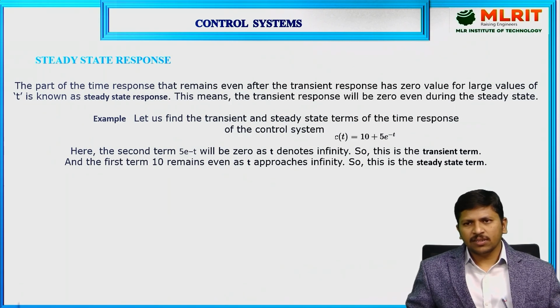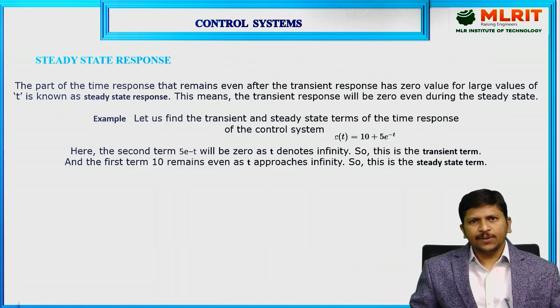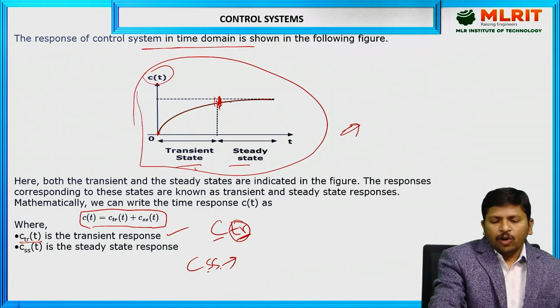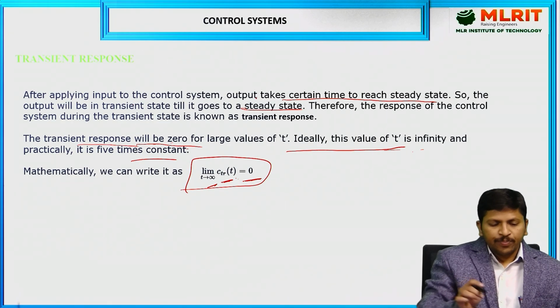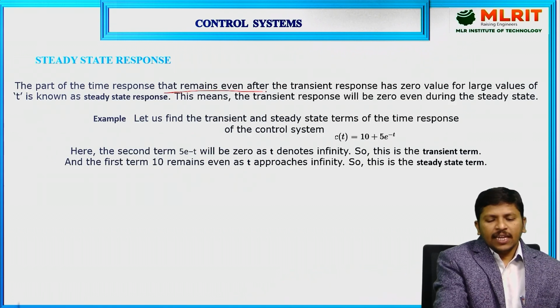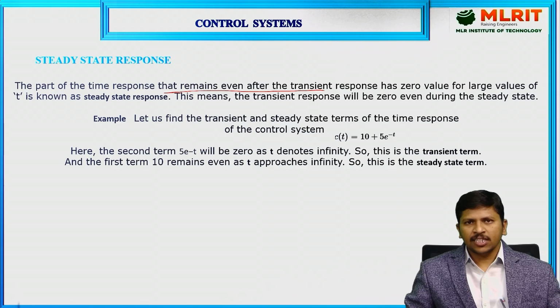Okay, next, the steady state response. Previously the transient response, and next coming to the steady state response. The part of the time response that remains even after the transient response has 0 value for large values of t is known as the steady state response. This means the transient response will be 0 even during the steady state.